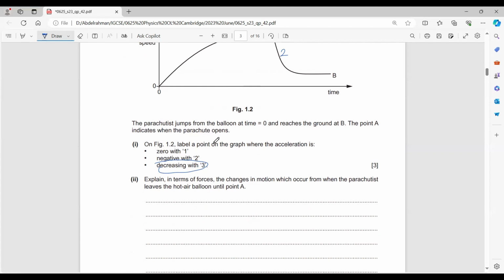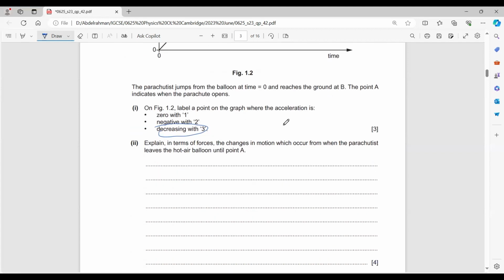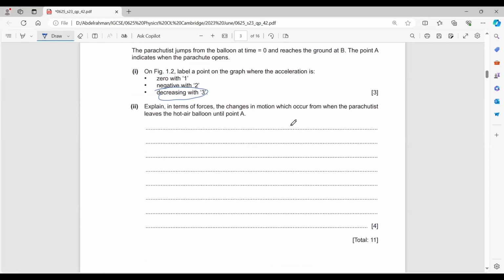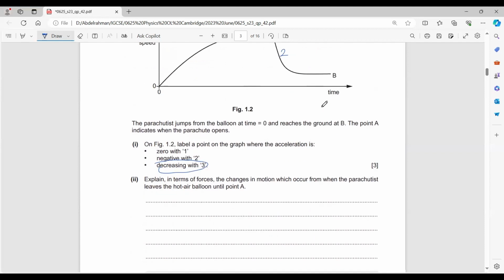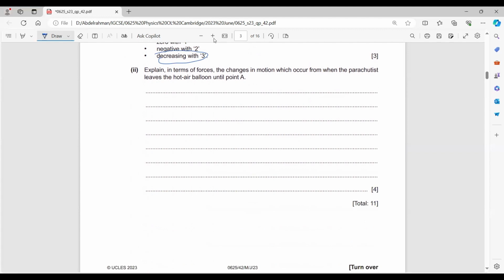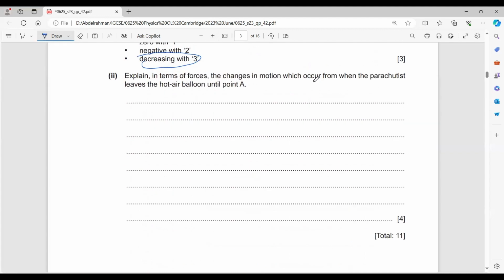Explain in terms of forces the changes in motion which occur from when the parachutist leaves the hot air balloon until point A. Okay, we want to go up till point A, and that's it. How does his motion change in terms of the forces? Can someone explain?